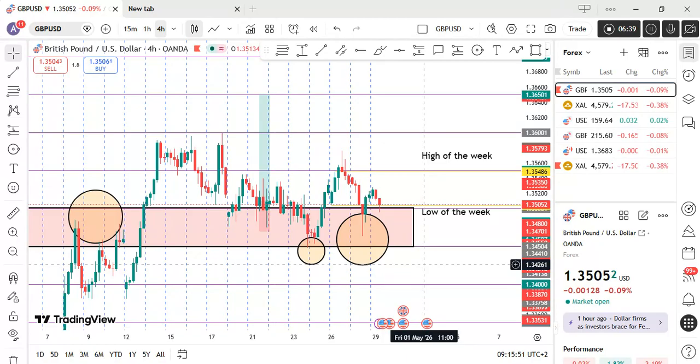So from my 4 hour time frame, you can clearly see the thought process, what I have been watching and what I've been paying attention to lately. And as you can clearly see, we've been marking the high of the week and we've marked out the low of the week as well. And it's been labeled low and high of the week.